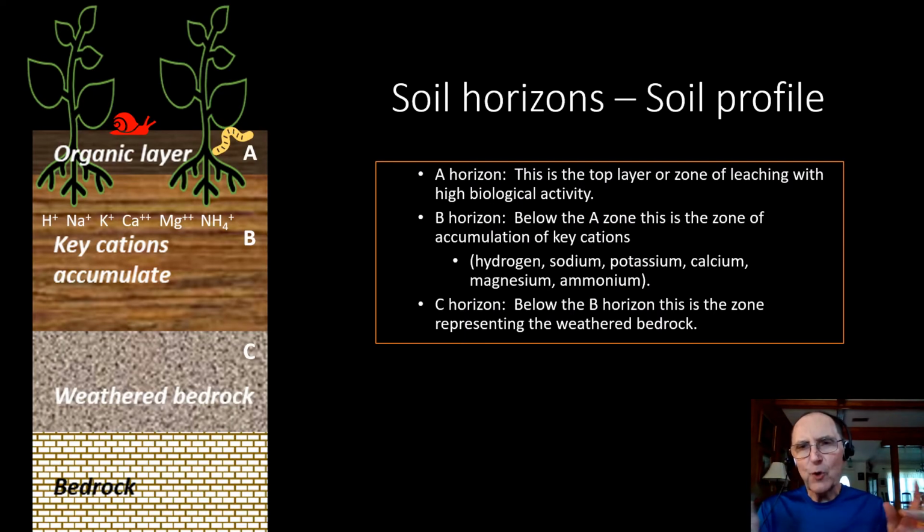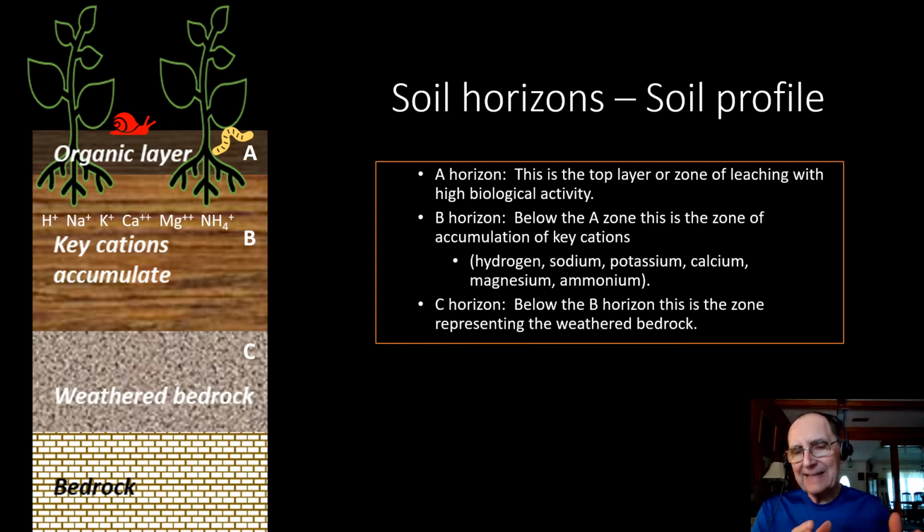The typical soil profile has three horizons, the A, B, and C horizons. The A horizon is the top layer of the soil, or the zone of leaching, that has high biological activity. Below the A horizon, we find the B horizon. This is the zone where the key cations tend to accumulate.